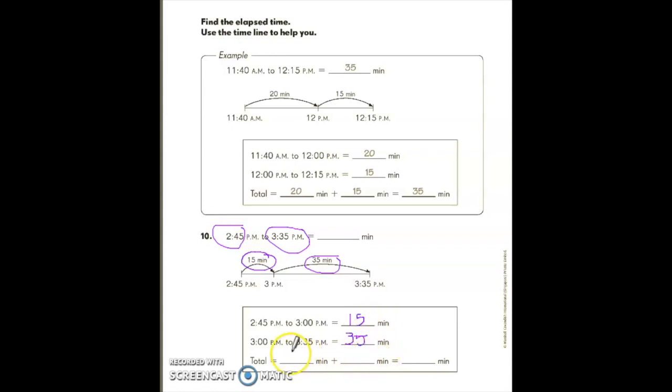So 15 minutes plus 35. So 5 plus 5 is 10. I'm putting a 0 here. And we are going to regroup the 1. So 4 and 5. So it's 50 minutes. It does get a little tricky when it goes over 60 minutes because then we have to split it into an hour and some minutes.